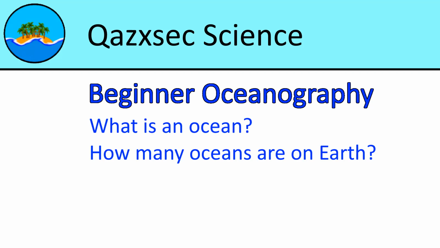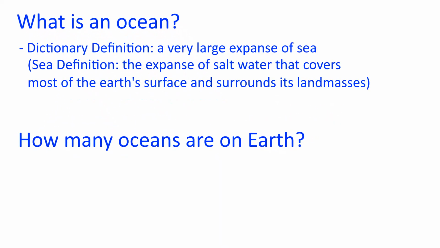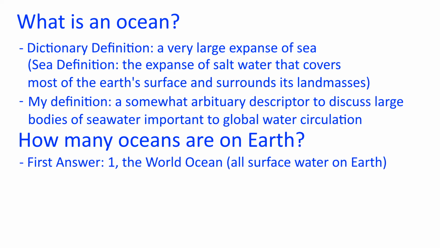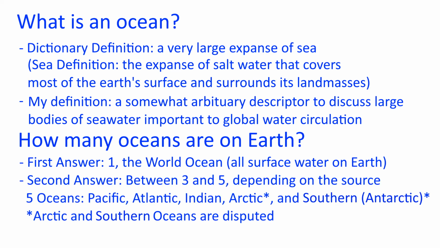Today I'm going to be talking about what is an ocean and how many oceans are on Earth. An ocean is defined as a very large area of seawater, and this is sort of arbitrary, and I'm going to be talking about what this means in oceanography. How many oceans are there on Earth? The first answer is 1, all the water on the Earth, and the second one is between 3 and 5, depending on what your actual definition of an ocean is, based on several parameters that I'm going to discuss.